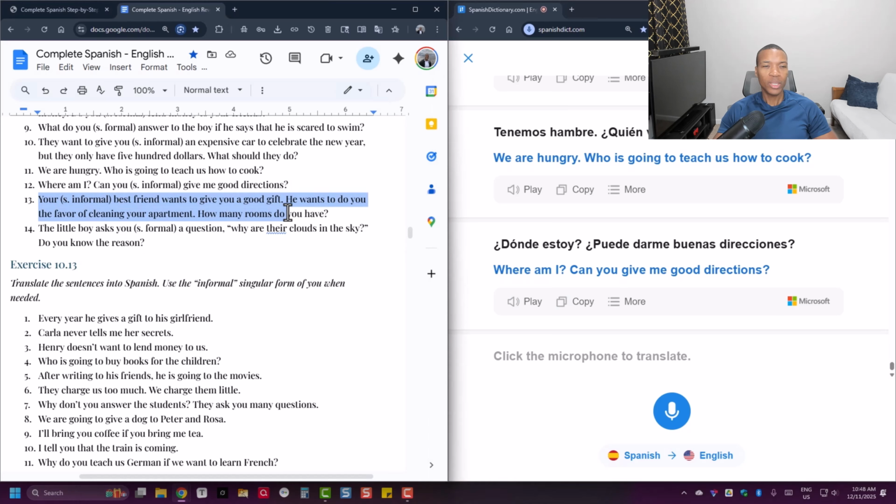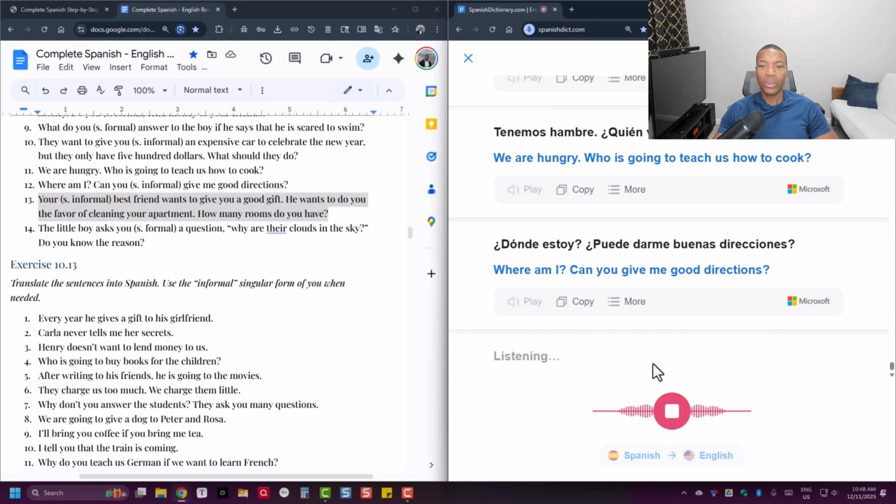Your best friend wants to give you a good gift. He wants to do you the favor of cleaning your apartment. How many rooms do you have? Tu mejor amigo quiere darte un buen regalo. Él quiere hacerte un favor de limpiar tu apartamento. ¿Cuántas habitaciones tienes?